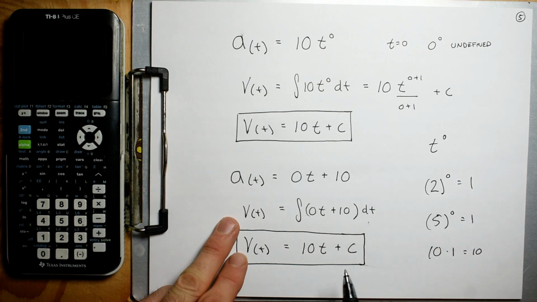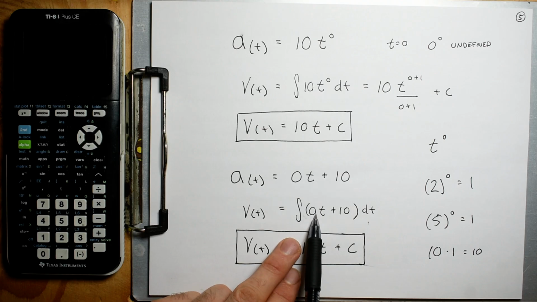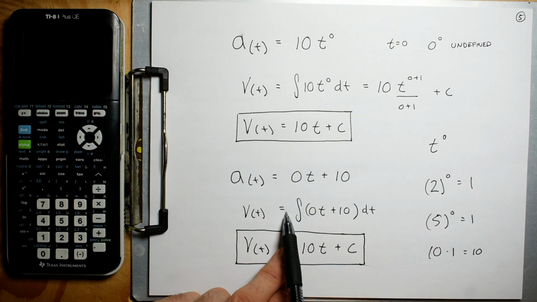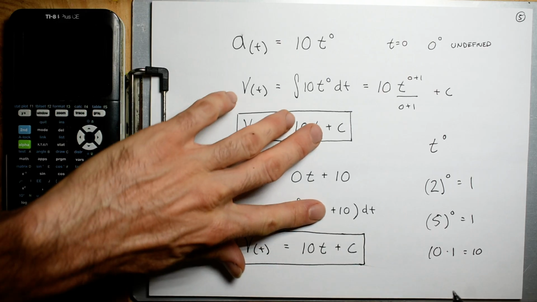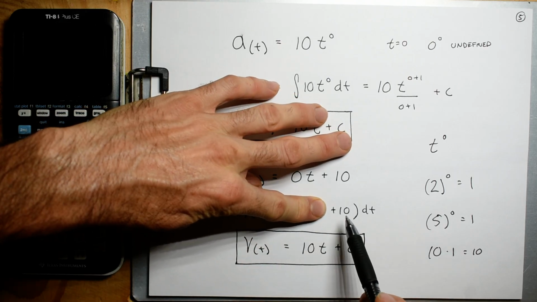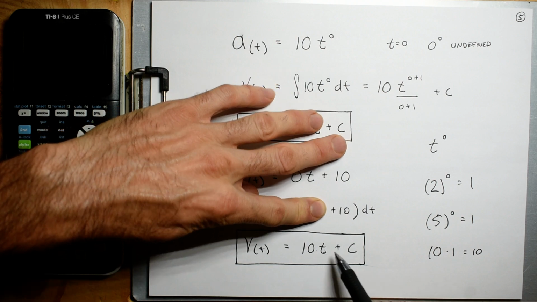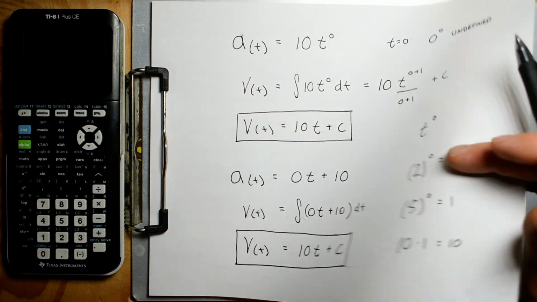again, don't get confused over here. This is 0 times t. When we integrate it, the constant pops out and just cancels everything. So this integration, 10 dt, goes to 10t plus a constant. Hell yeah. So that's it.